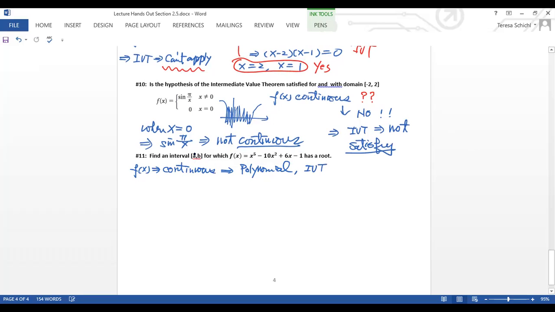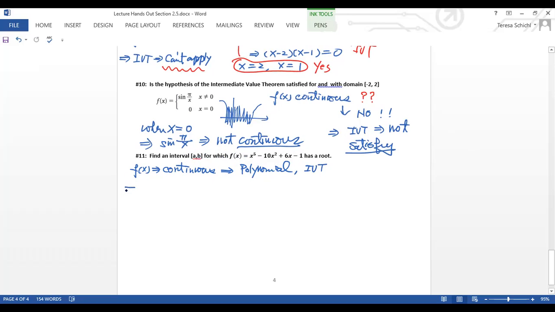I need to find an interval. When f of a is positive, then f of b has to be negative, because going from positive to negative, it has to go through zero, and that is our root. Or f of a is negative, and then f of b has to be positive, right? So this really is a trial and error.